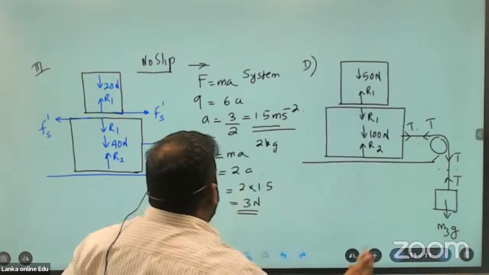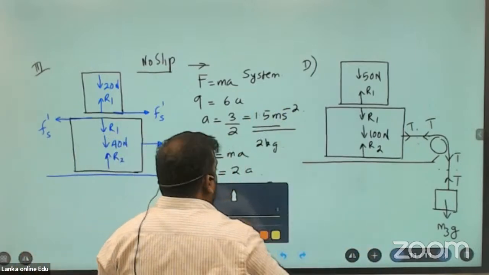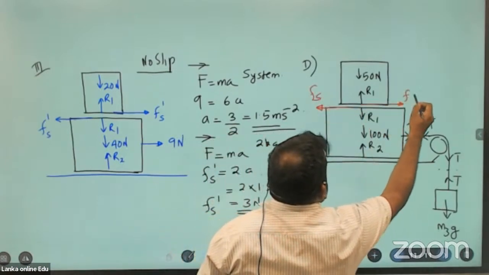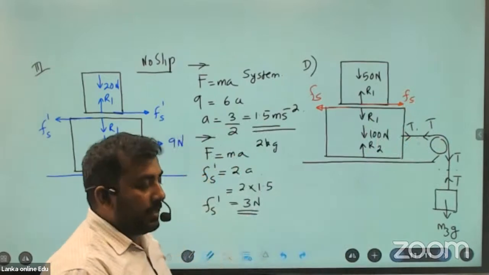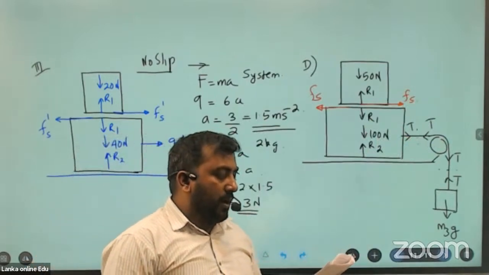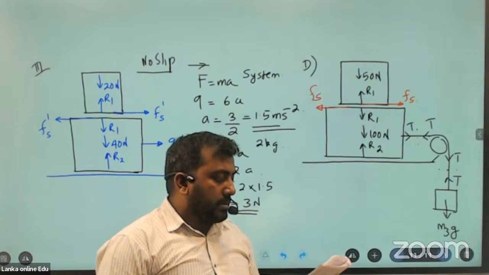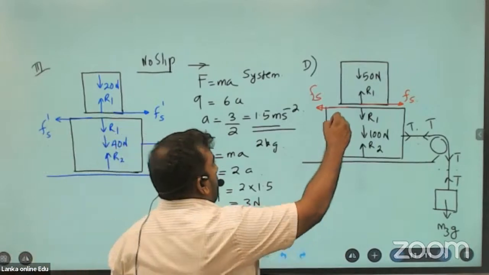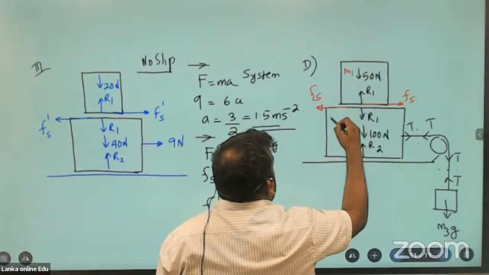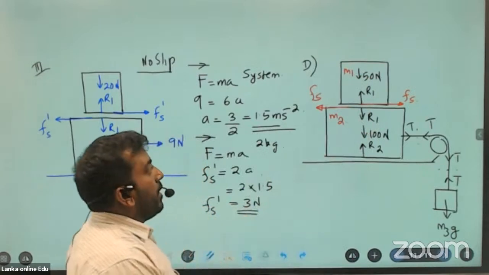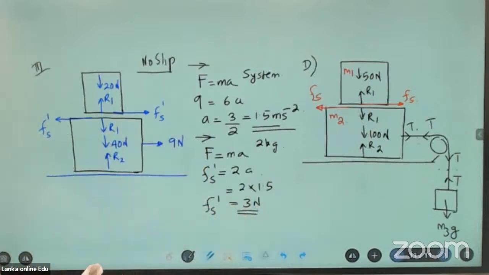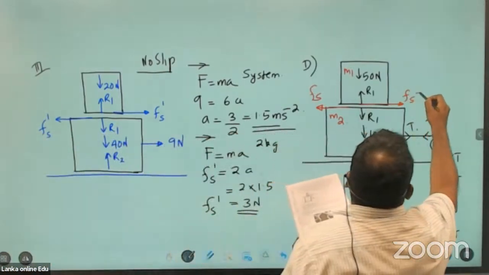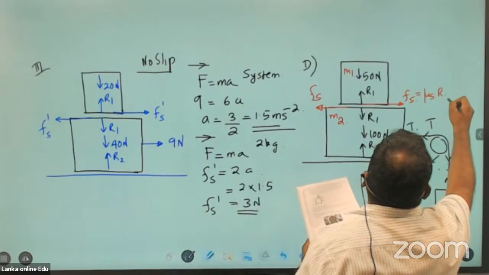Maximum acceleration. Now, your experience: maximum acceleration occurs when there is limiting friction here. Maximum acceleration for M1 occurs when there is limiting friction acting between M1 and M2. Let's find the limiting friction, mu s into normal reaction R1.